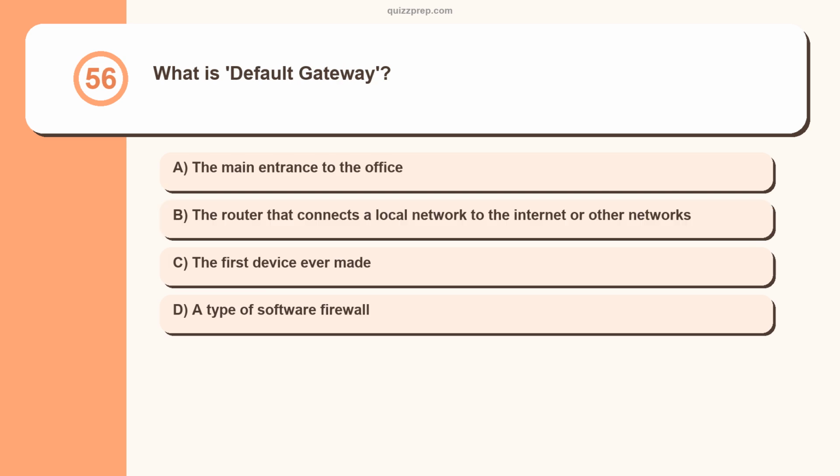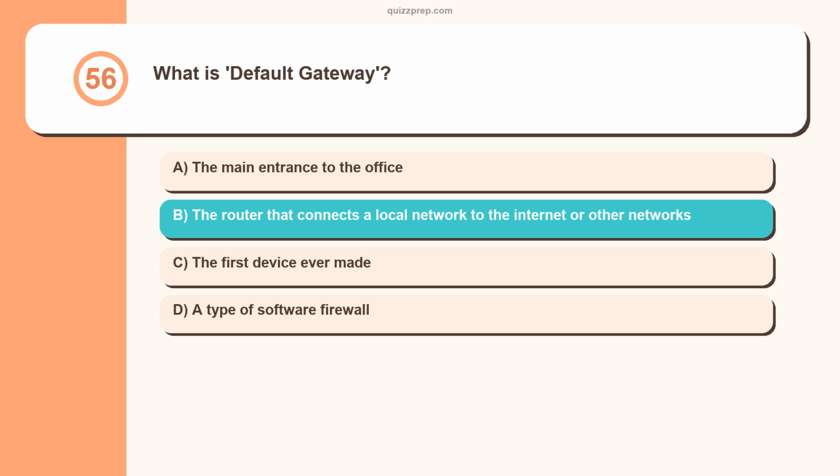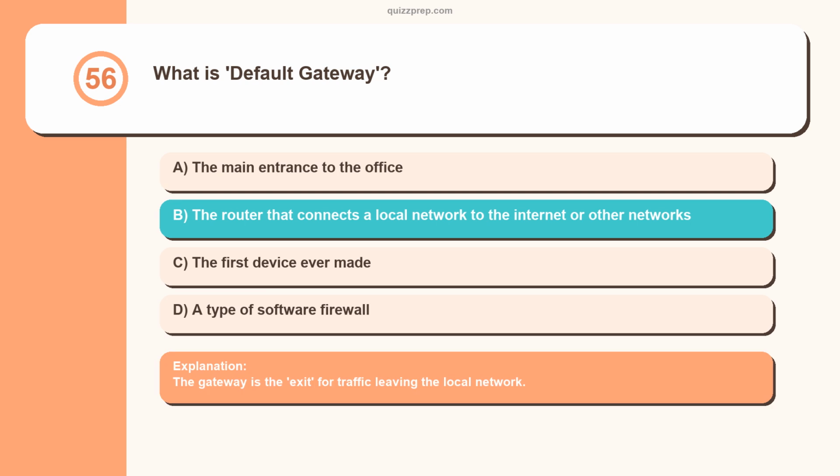Question 56. What is a default gateway? The main entrance to the office. The router that connects a local network to the internet or other networks. The first device ever made. A type of software firewall. The gateway is the exit for traffic leaving the local network.